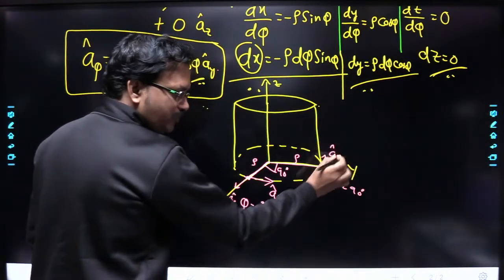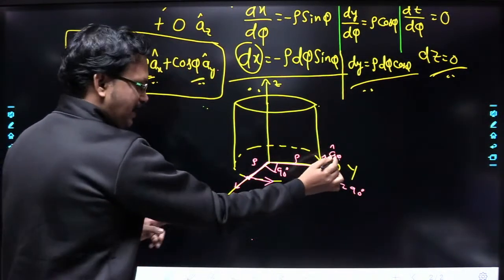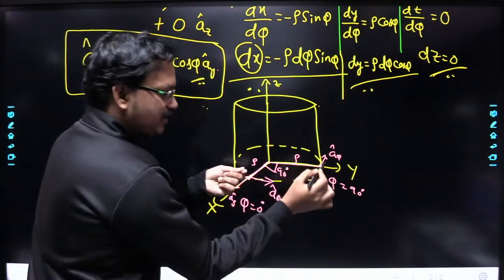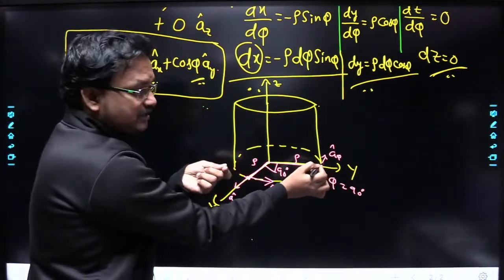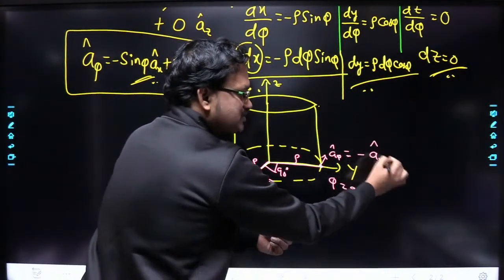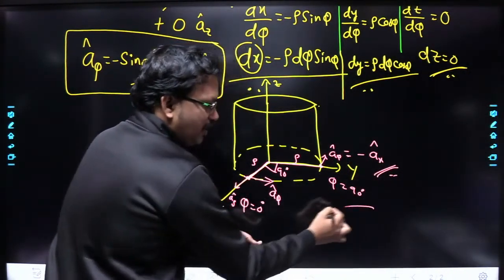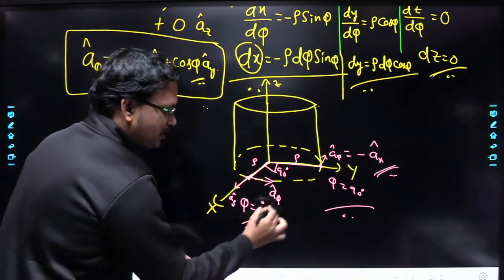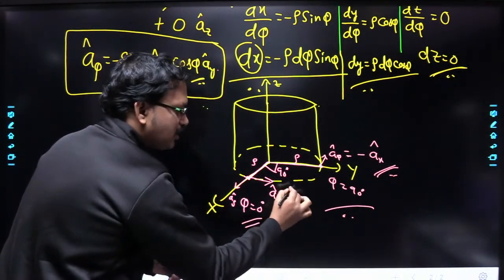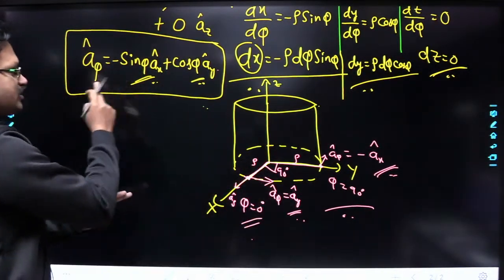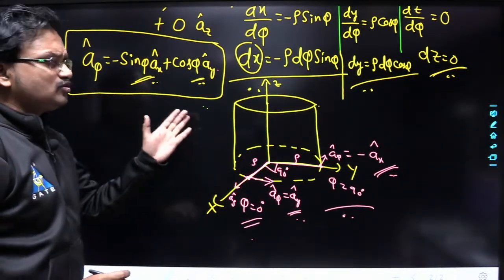So into the board means it is exactly opposite to here. Positive x-axis is coming out of the board. Here a phi cap is going into the board. That means a phi cap is equal to what? A phi cap is going to point along minus ax cap direction whenever phi is equal to 90 degrees, and whenever phi is equal to 0 degrees, a phi cap is pointing along ay cap direction. Understood? Now substitute these 5 values here and check whether we are getting those results or not.